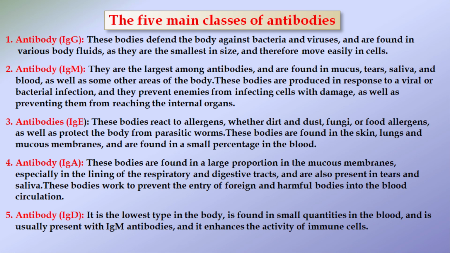5. Antibody, IgD. It is the lowest type in the body, is found in small quantities in the blood, and is usually present with IgM antibodies, and it enhances the activity of immune cells.